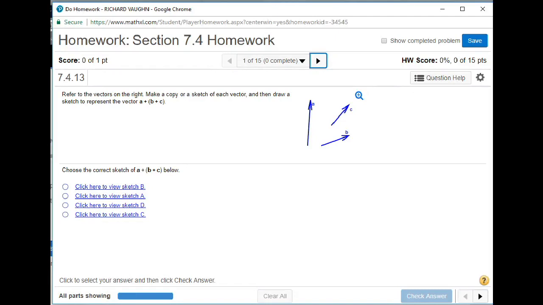We're in section 7.4. We're working with vectors. And here is question number 1 from the homework. So these are kind of easy.